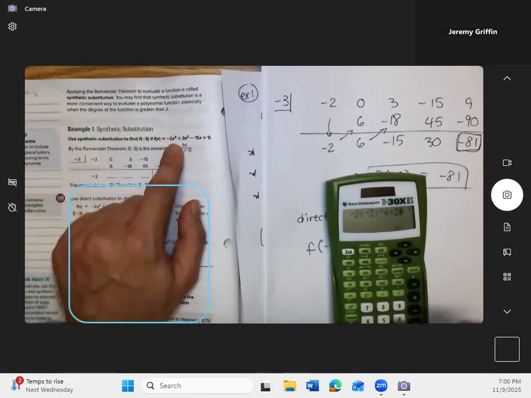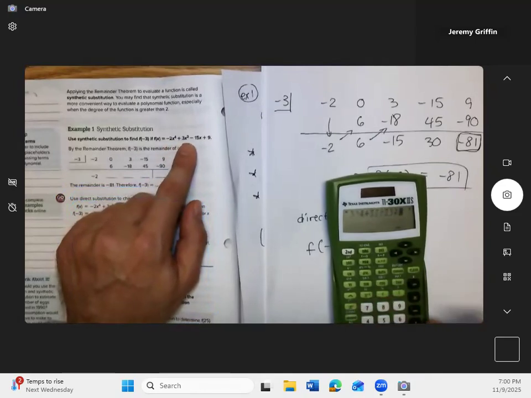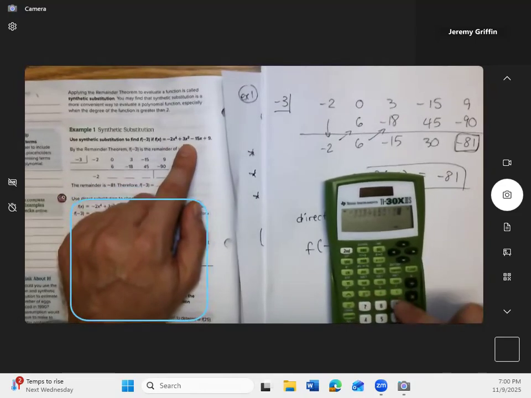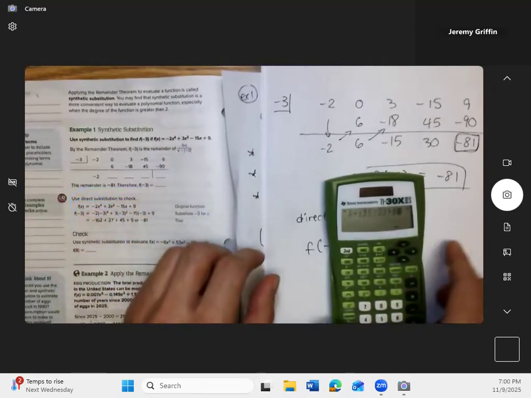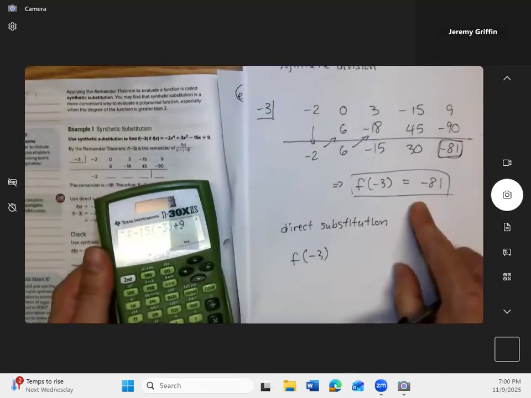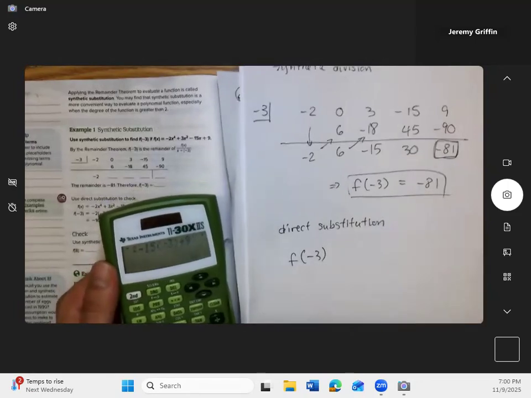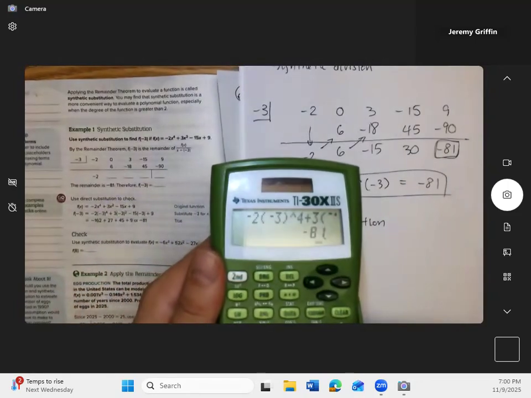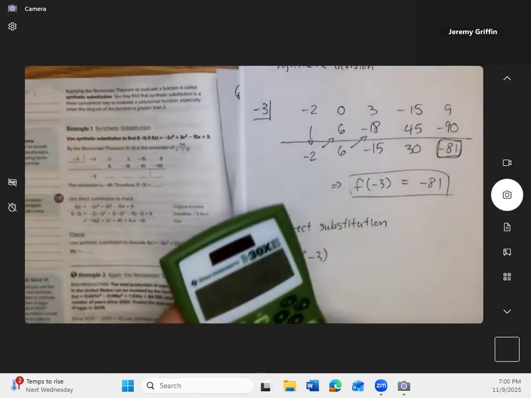Plus 3 times negative 3 squared, minus 15 times negative 3, and then plus 9. Now, if this works, the number in my calculator has to be negative 81. Let's see if it works. Oh yeah, it totally is. It totally worked. Crazy, right?